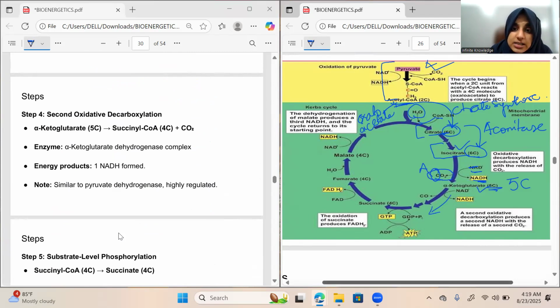Now, this occurs when what happens? Basically, alpha ketoglutarate is converted into succinate. Okay, this is a 4 carbon compound.